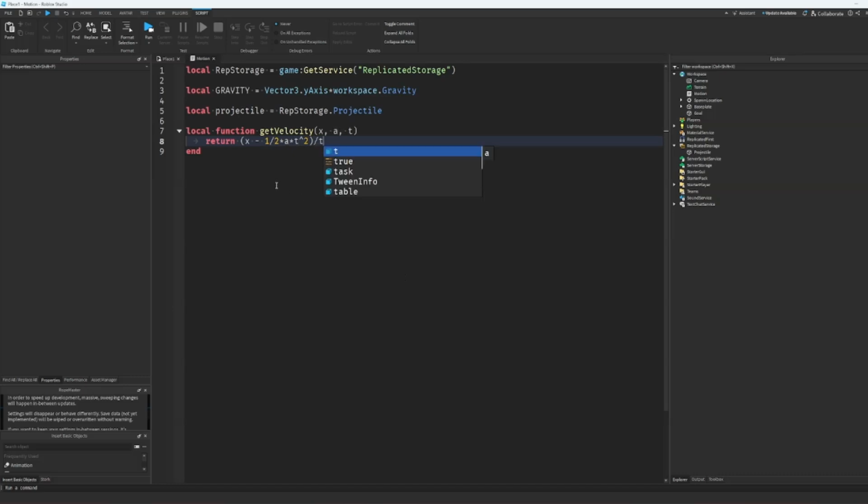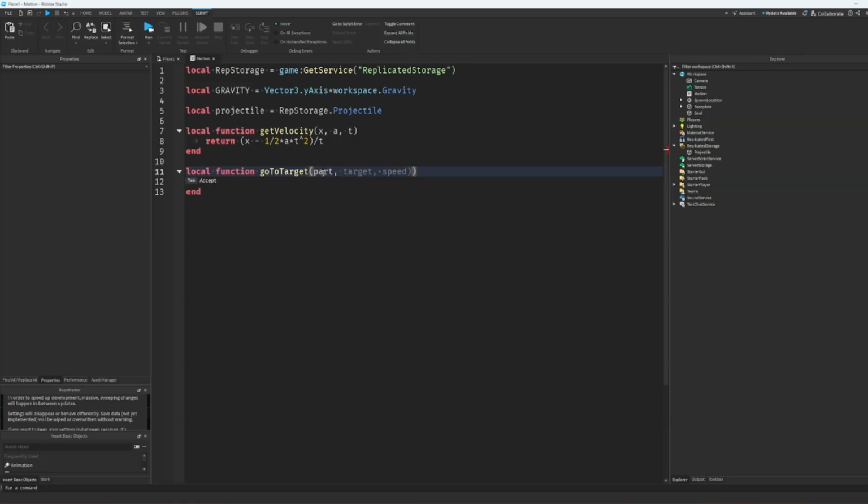And that's basically it for our math part. All the rest is just applying the velocity. So let's make another function for actually applying that velocity. Let's call it go to targets. I like that one.